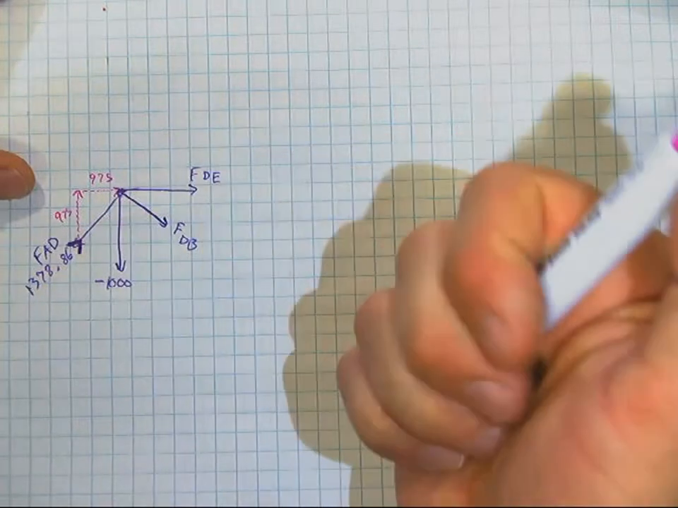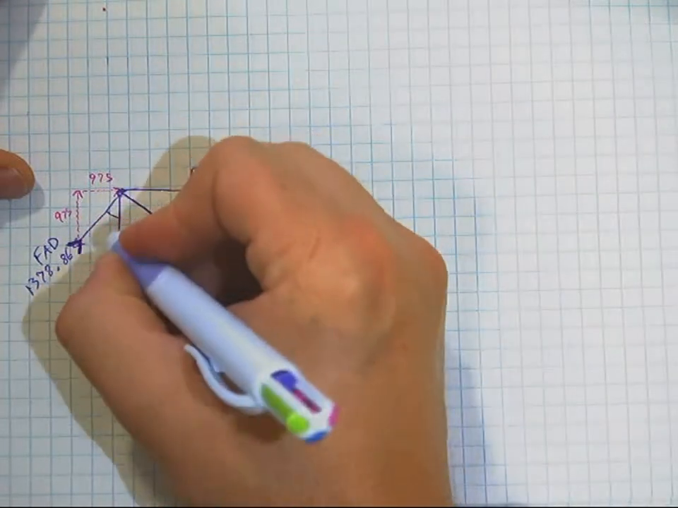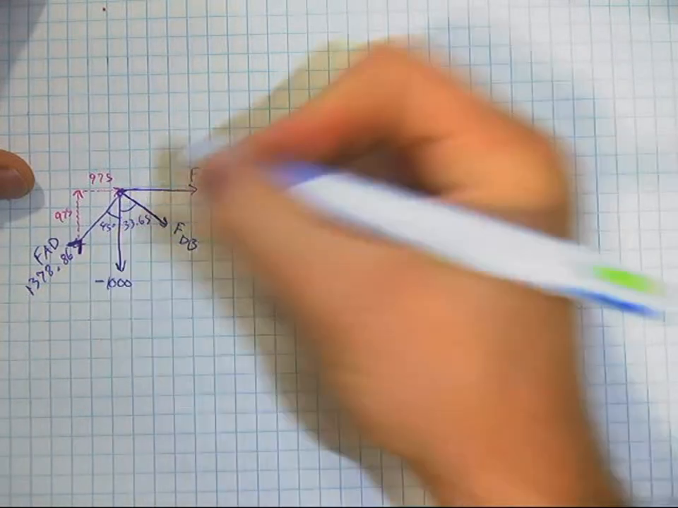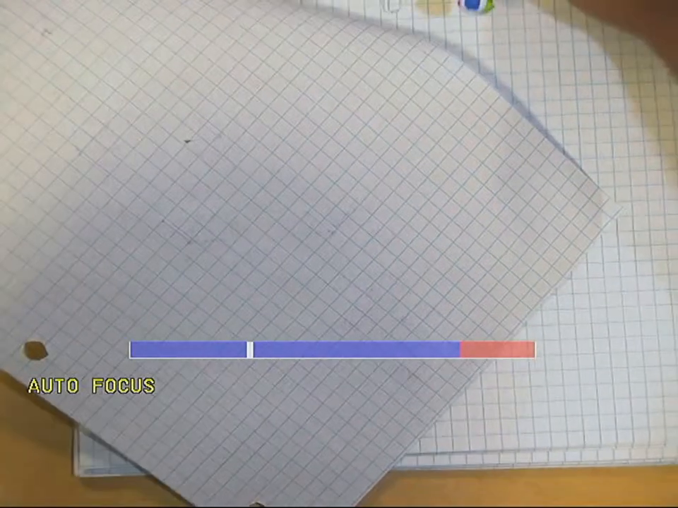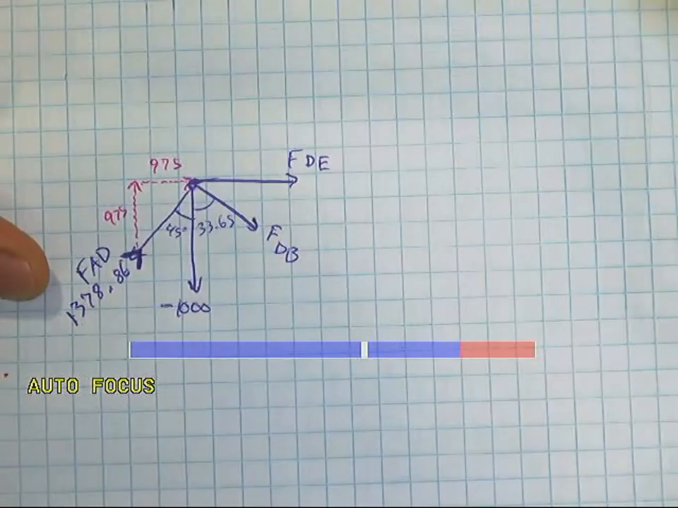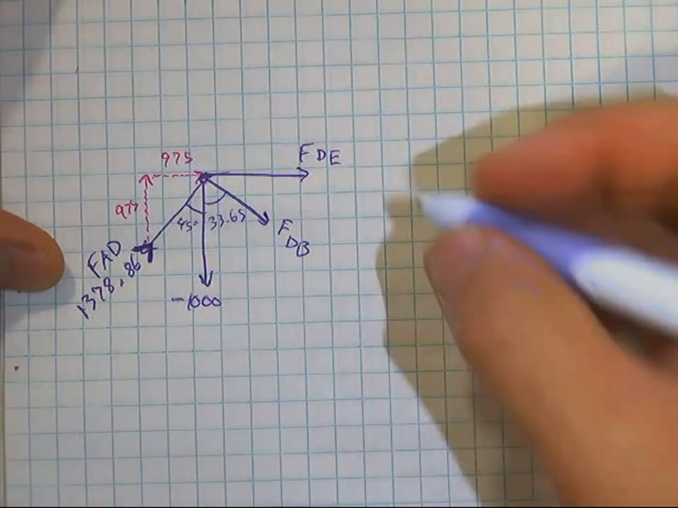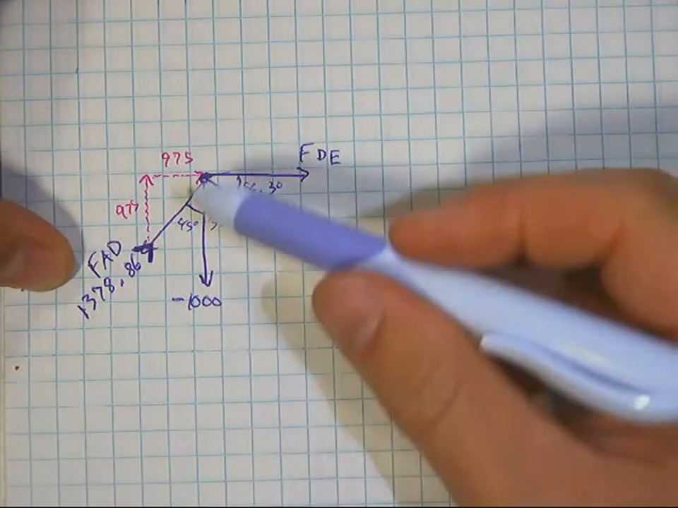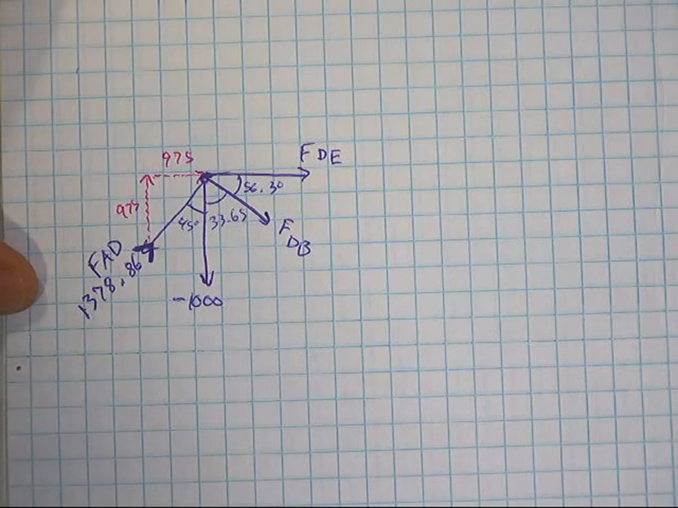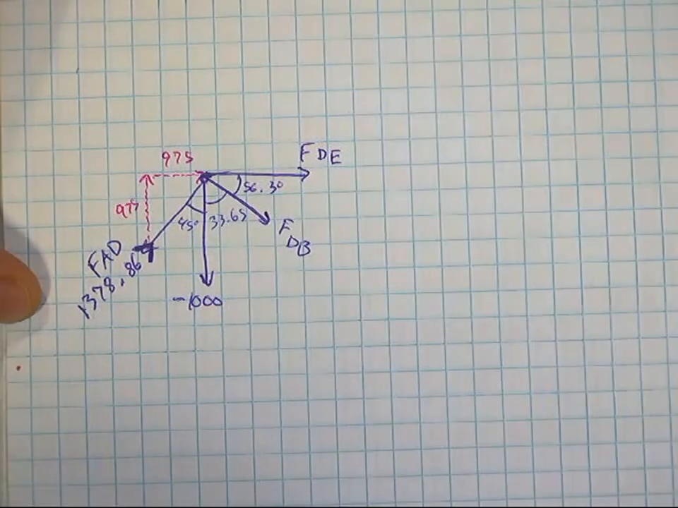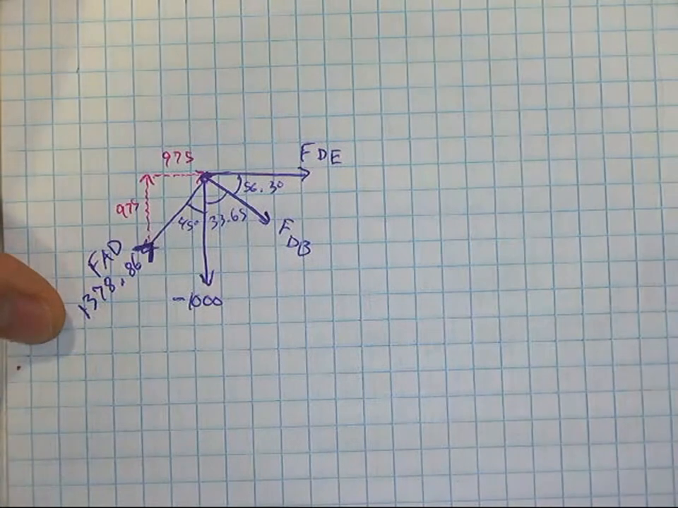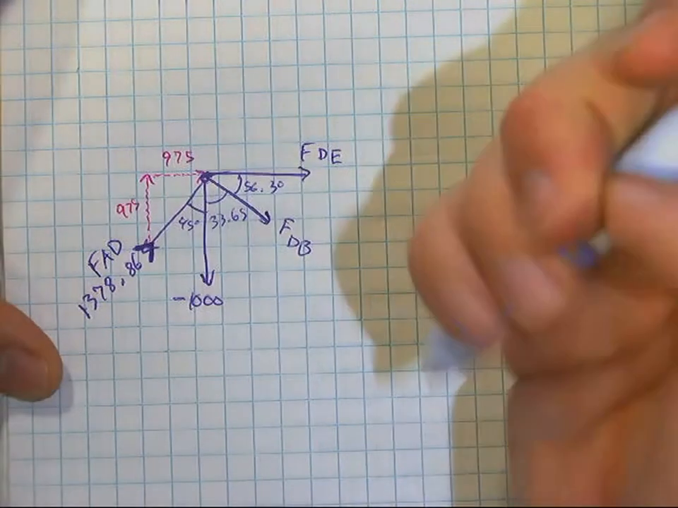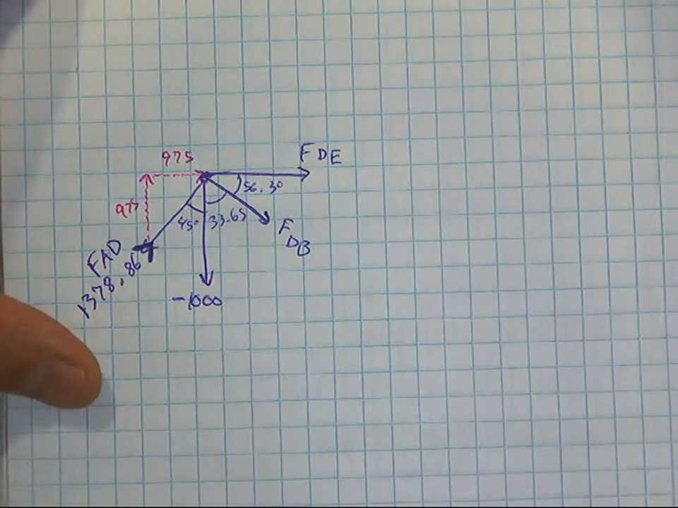Also, I'm going to put in my angle measurements, because we're going to need those. 33.65, and 56.3 degrees. Those are our component vectors with the 45 degrees. Now this is where we're going to start to set up our summations.